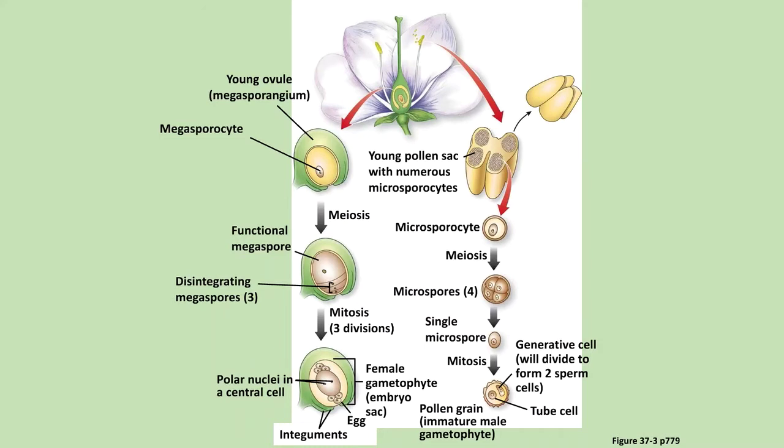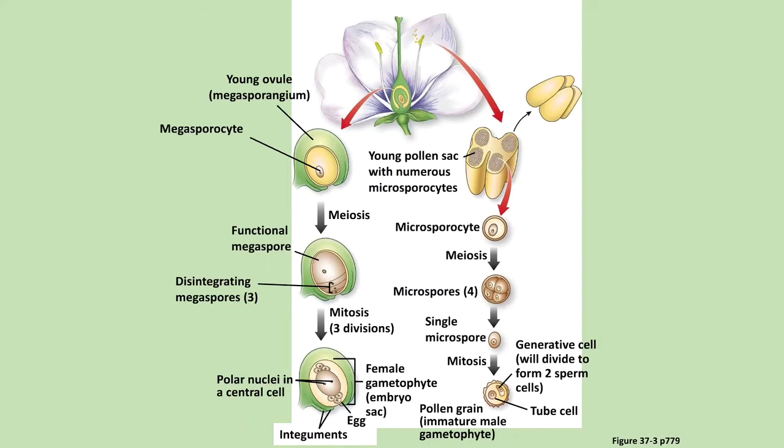Okay, so from one megasporocyte, we end up getting 4 megaspores. But you can see from the picture there, only one of the megaspores continues on, it's functional. The other 3 disintegrate. And before they disintegrate, when that process is occurring, all the nutritional portions of the cell, all the cell machinery, gets packed into that one megaspore. So the one megaspore is actually getting more of the components that it would get in a regular cell division.